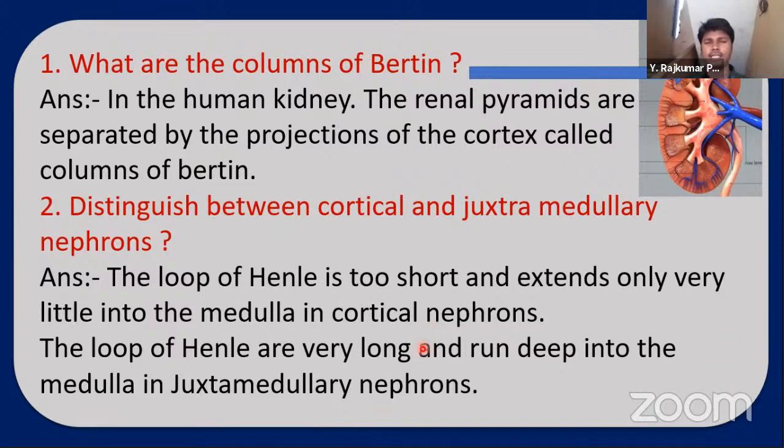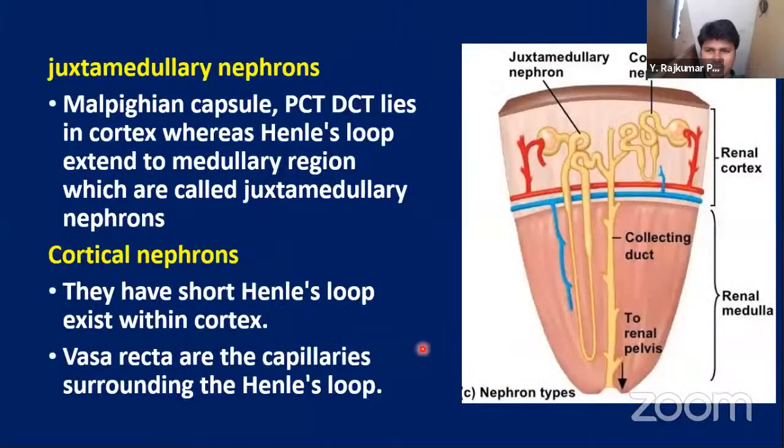If the loop of Henle is short and remains only in the cortical region, it's called cortical nephron. If the loop of Henle is long enough to get into the medulla region, it's called juxtamedullary nephron. So this is the basic difference between cortical and juxtamedullary nephrons. Let's see in the slide which are the cortical and which are the juxtamedullary nephrons. With the help of a diagram, we can see here in juxtamedullary nephrons, the Malpighian capsule, PCT and DCT lie in the cortex region, whereas the loop of Henle extends into the medullary region.